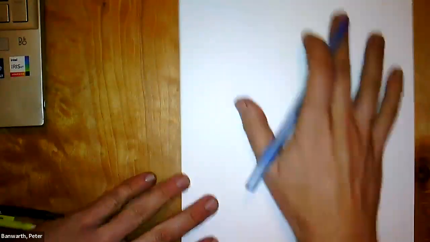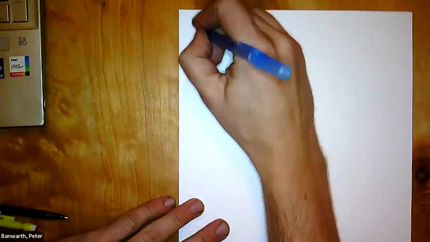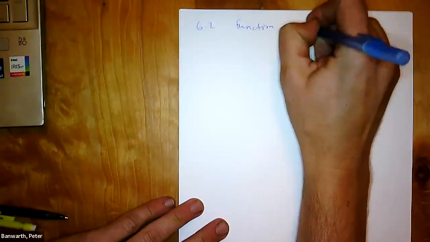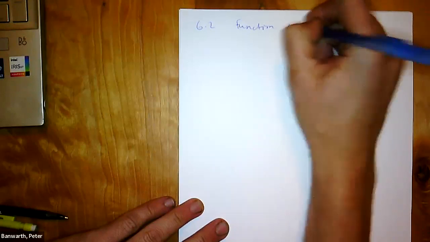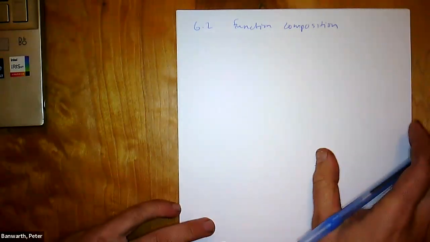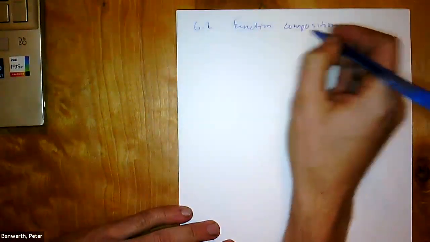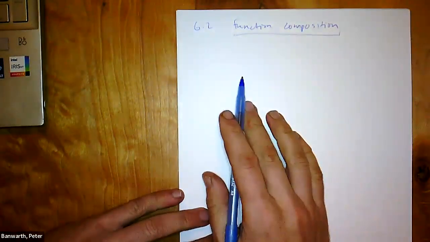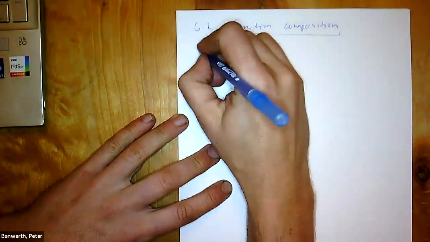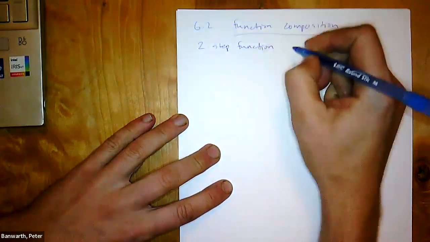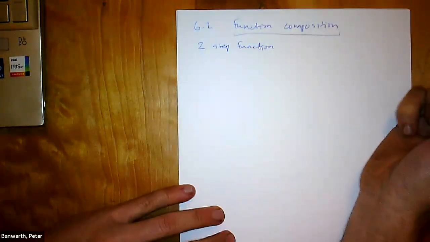Okay, this is section 6.2. Function composition. Function composition can look really confusing, but if you remember, function composition is just a fancy word for a two-step function. Then things become a lot easier.